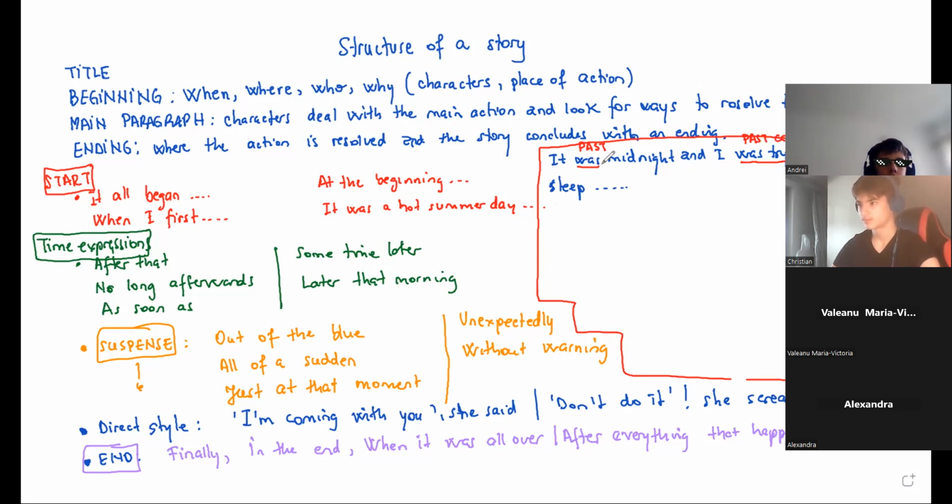I need past, da? Any type. Past simple, past continuous. Now, remember, in your story, you need to show some actions are older than the others. I need past here, but I need something older than the past. And that one is called past perfect. Bine, older. So I need also past perfect. Past perfect.